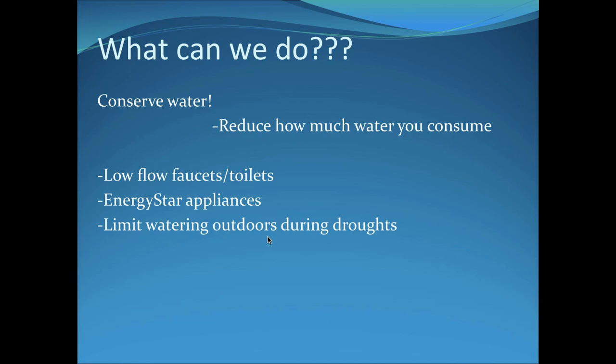We can conserve water. We can reduce how much we use. Remember, we only need a certain amount for survival. Everything else is kind of extra. So we want to make sure that the technology we're using is using as little water as possible. That would be a smart start. Things like Energy Star appliances, like dishwashers and washing machines, all that fun stuff. Limiting how much water we use outdoors, especially during droughts.